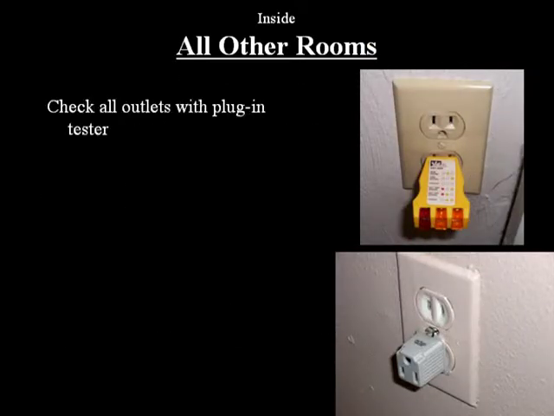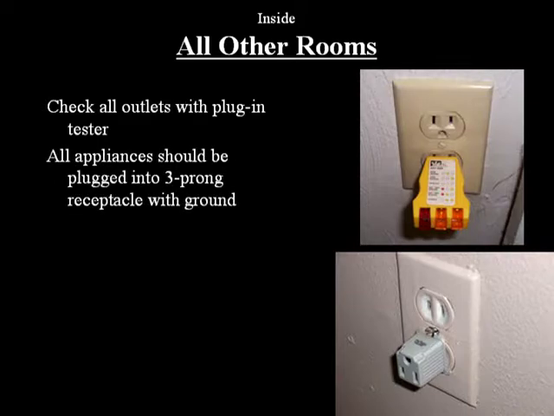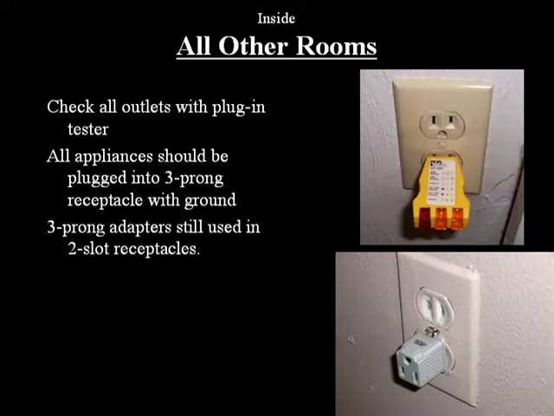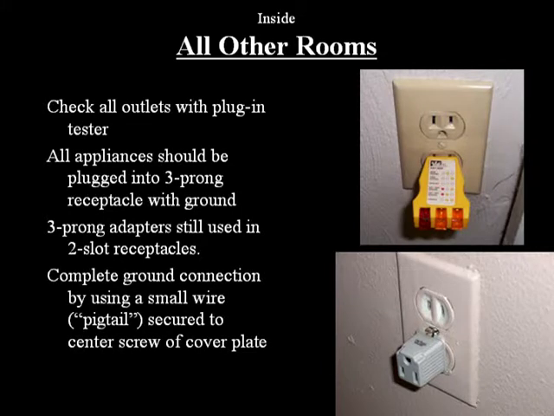Check all electrical outlets with a plug-in tester. All appliances should be plugged into a 3-prong receptacle with a ground connection. Some of us still use a 3-prong adapter in a 2-slot receptacle. You can complete a ground connection by using a small wire, referred to as a pigtail, and secure it to the center screw of the receptacle cover plate.